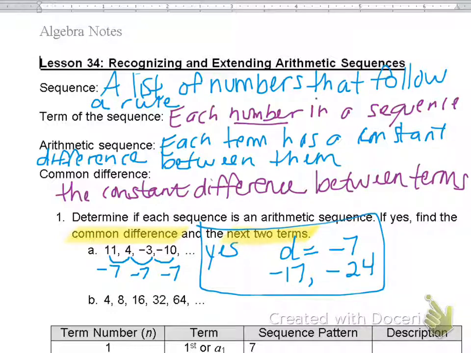Okay, the next sequence here, we're going to look at what's between these. 4 to 8, it's going to go up 4, and then 8 to 16 goes up 8. 16 to 32 goes up 16. 32 to 64 goes up 32. So there is obviously a pattern here. This is definitely a sequence, but each time it's going up, it's not going up by the same amount, so it's not constant. Therefore, no, this is not an arithmetic sequence.